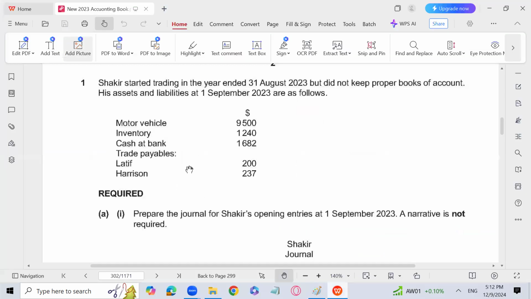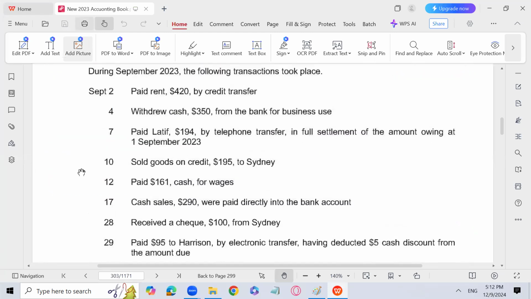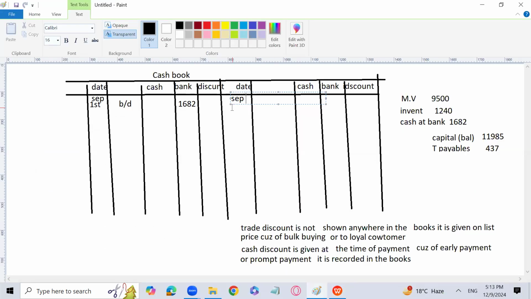Now let's go for the entries. The first entry regarding the cash book is paid rent by credit transfer. By credit transfer means that you have paid the rent through bank, because credit transfer means that the payment has been done online. So rent is going to be debited and bank is going to be credited.